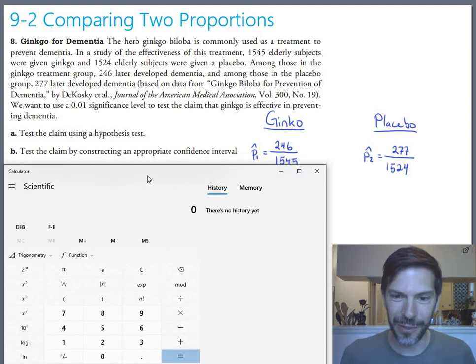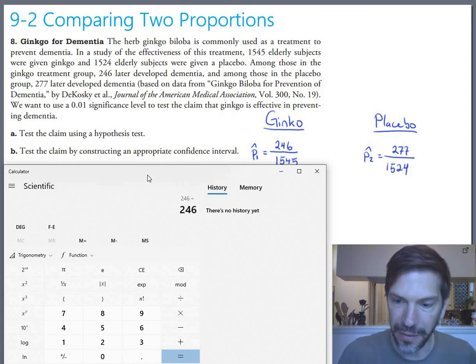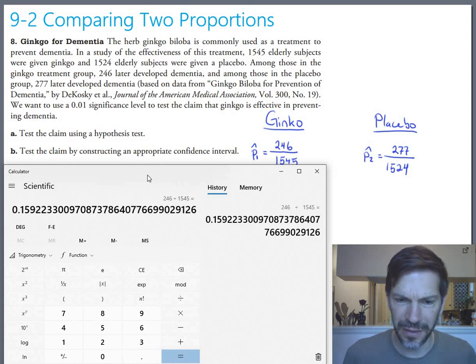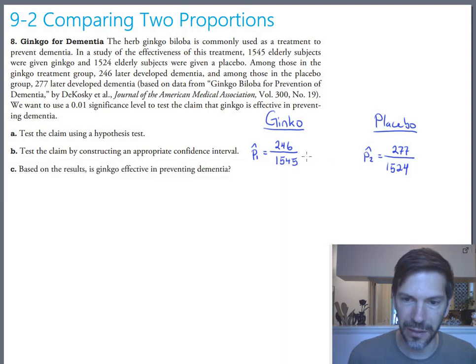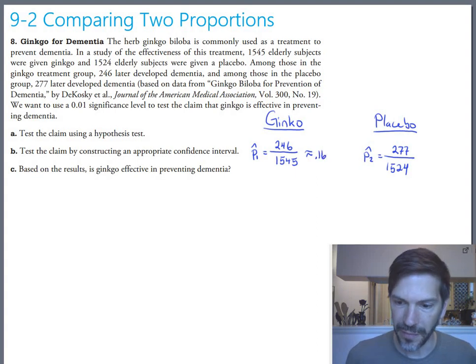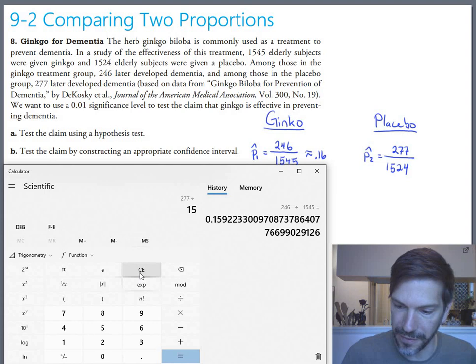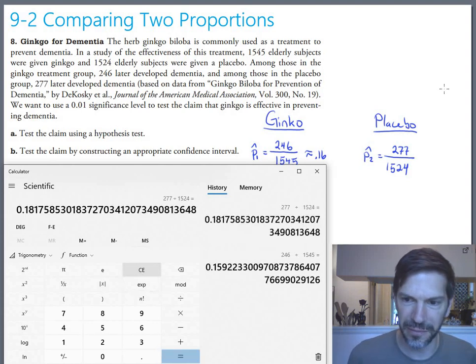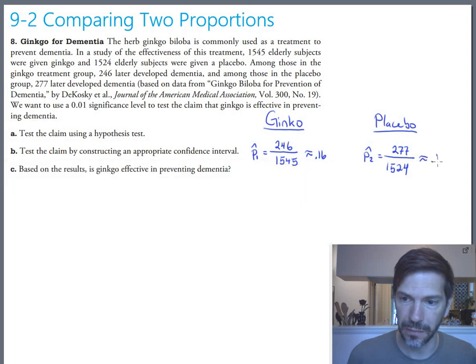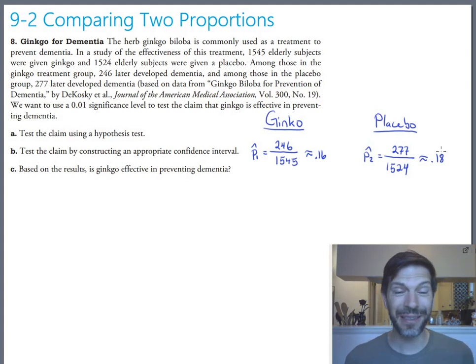Okay, so the ginkgo group was 246 divided by 1,545. Again, you don't really need to do this to analyze the problem. I'm mostly just curious. That was about 16% of the ginkgo patients got dementia. So that's approximately 0.16. And let's look at the placebo patients also. That was 277 divided by 1,524. That's more like 18%. Right. So at least in these samples, the patients on ginkgo got dementia at a lower rate than the patients on the placebo, but not much of a lower rate.